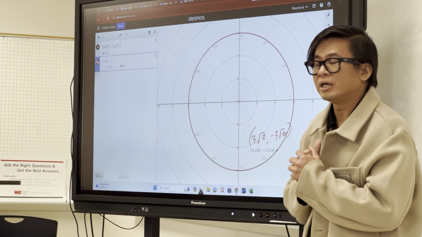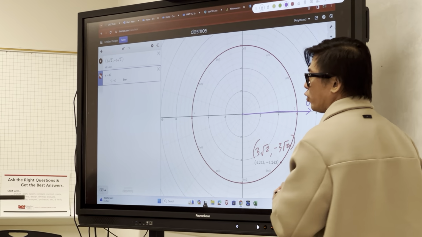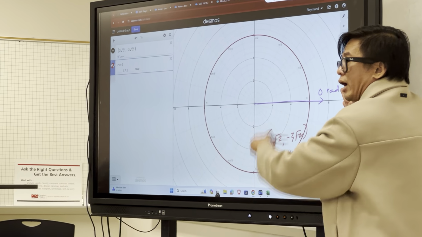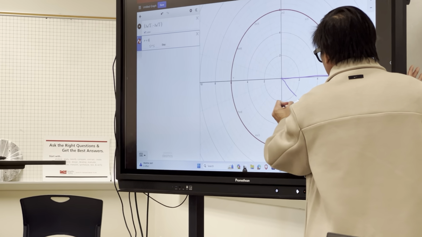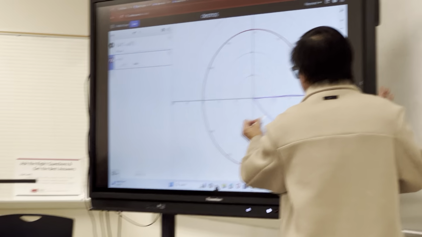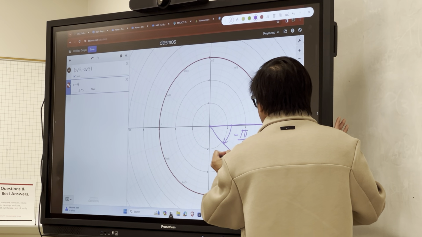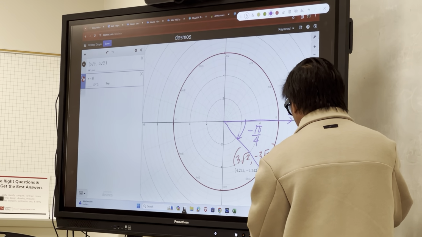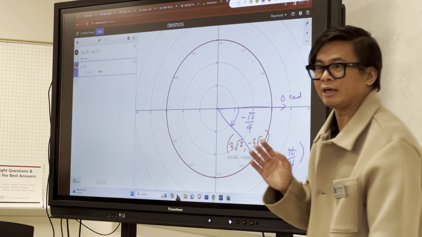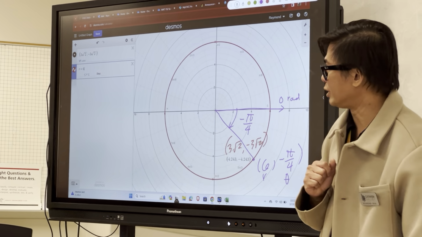So here it is. Let me draw this one in here. If you notice from here, that is your 0 radians. And where's negative pi over 4? Since that's negative, that's a clockwise rotation, right? Pi over 4 units. As you may notice in here, if you get that point over there, then this is negative pi over 4 radians, and that is your theta. So this is your 6 as your radius, and negative pi over 4 as your theta in radians.